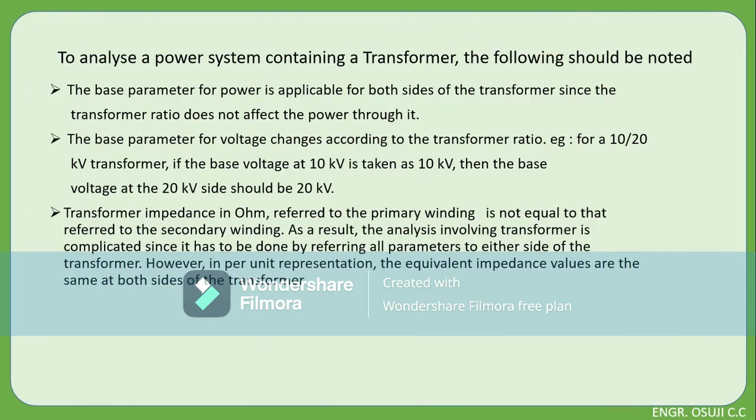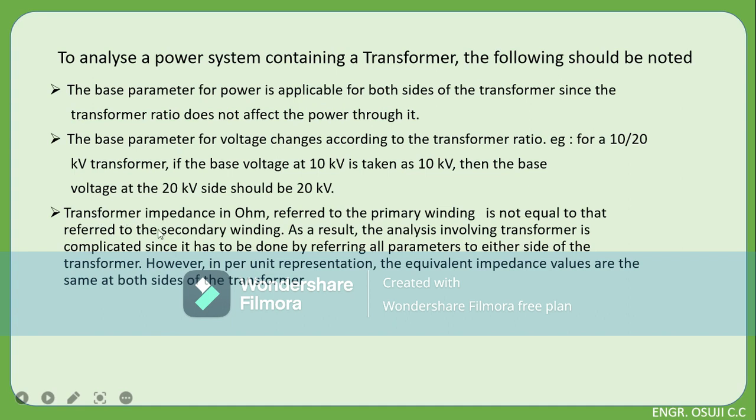So now, to analyze a power system containing a transformer, the following should be noted. The base parameter for power is applicable for both sides of the transformer, since the transformer ratio does not affect the power through it. We have actually maintained this, that the power can be chosen for the entire power system. The power is not affected by the transformer, the power remains constant throughout the system. But then the second point here, which is the voltage, like I've explained earlier, would always change in terms of the turns ratio of the transformer. We have explained that. You can read that up.